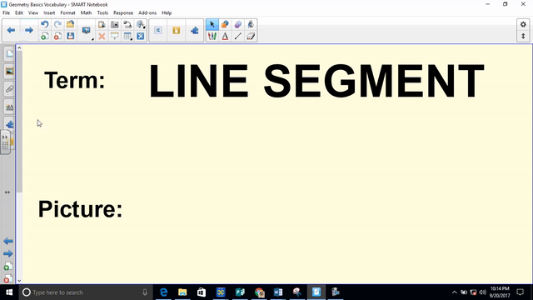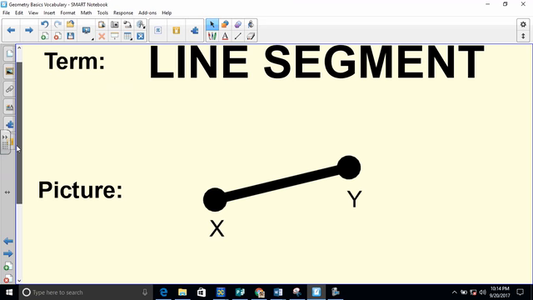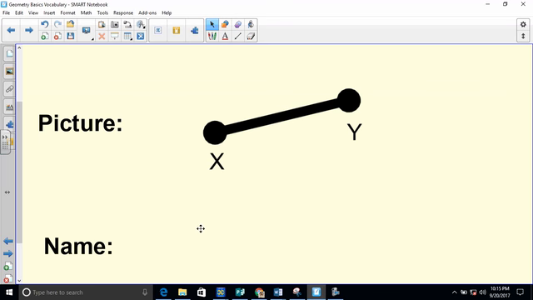Our next term is a line segment. And so a line segment is actually a portion of a line. It has two endpoints, and it does not continue on and on in both directions. So if we want to name a line segment, we do the XY and we put a line over it, but not with two arrowheads on the end. We just put nothing, just a line over it. And so that says line segment XY.